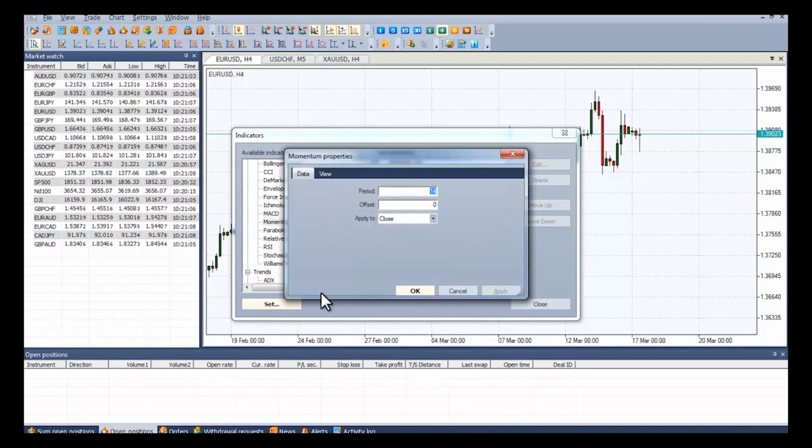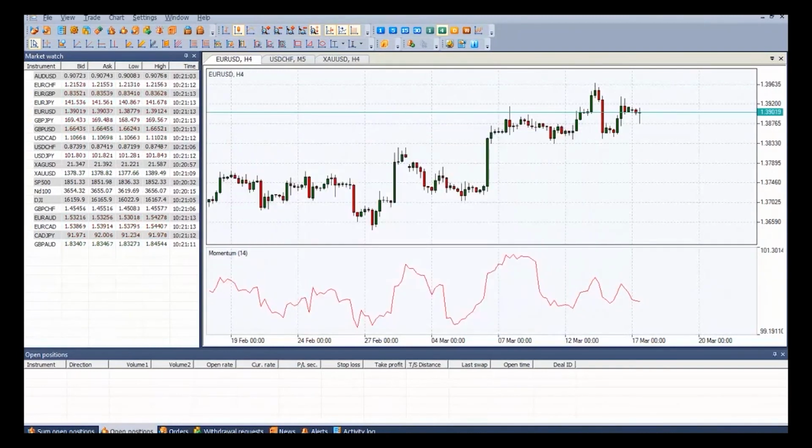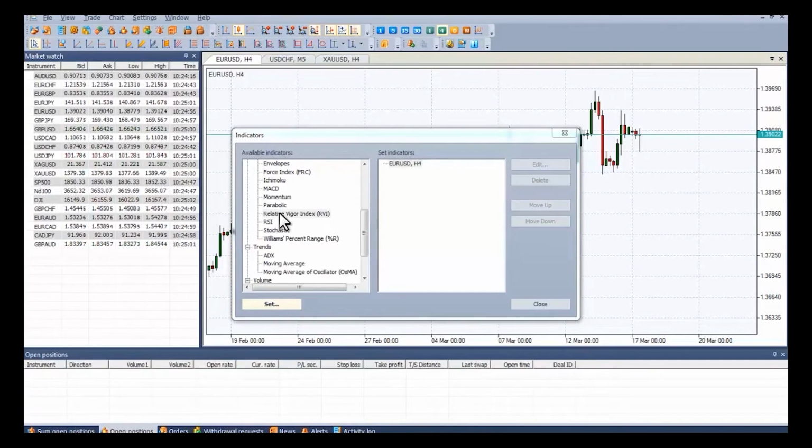Next on our list is the Momentum Indicator. Click it, Set, and there we go. The Momentum Oscillator is an indicator that shows trend direction and measures how quickly the price is changing by comparing current and past prices.